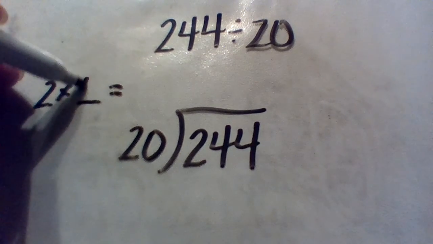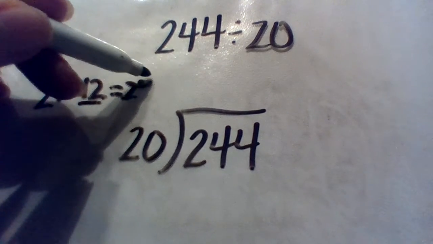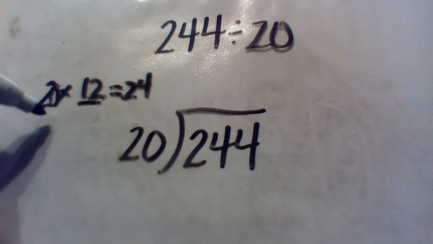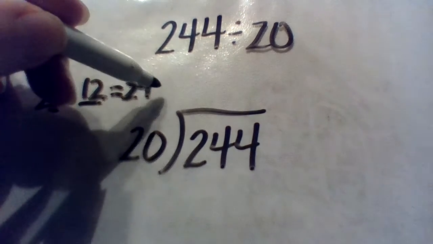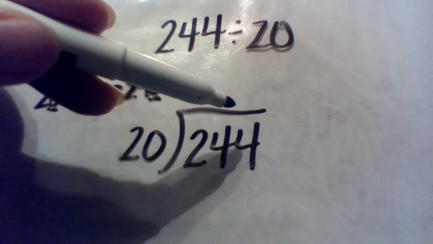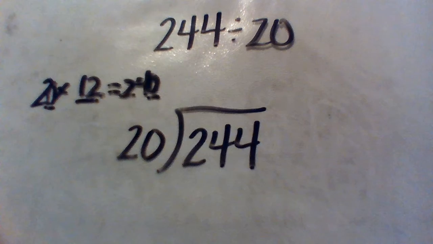I'm going to go with 12. And that gives me 24. And when I add my 0, so watch what I'm going to do. When I put that 0 in here, I'm going to add a 0 at the end of here. So I know my answer is going to be 12, and it's going to be a little bit more because I need this 4.